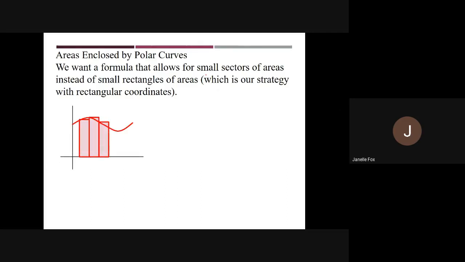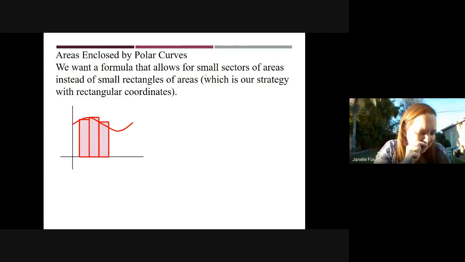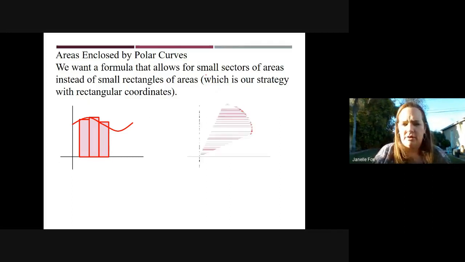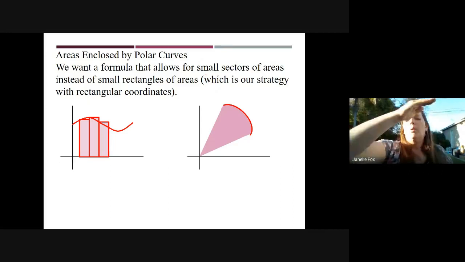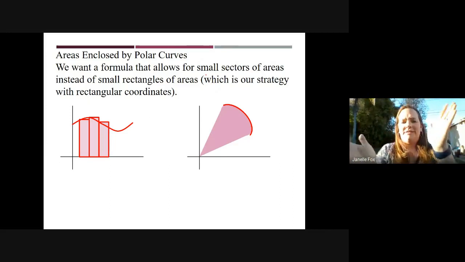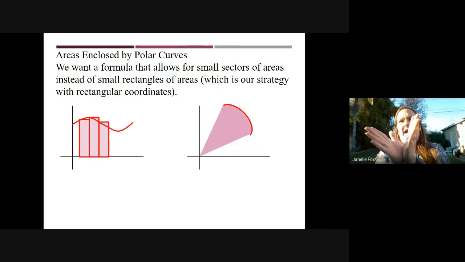This is what we would have before, right? This is how we did our Riemann sums, and then we made the widths of those rectangles go to 0. Now we have the portion of a curve, and we're going to make the width, I guess the angle, the theta, go to 0.